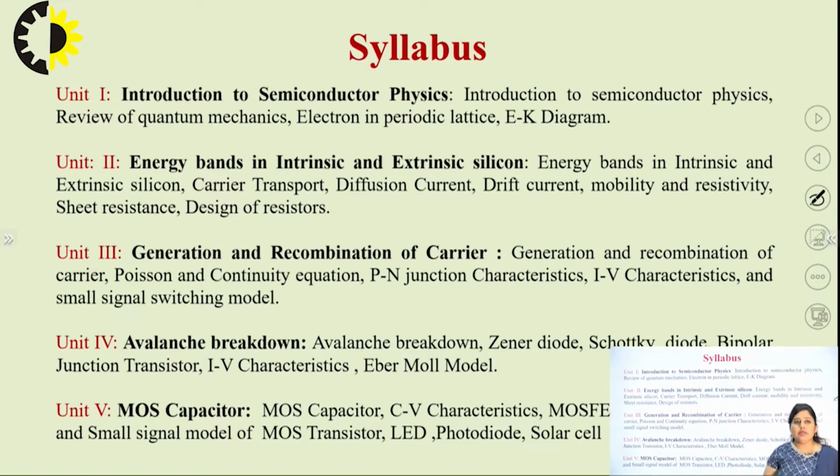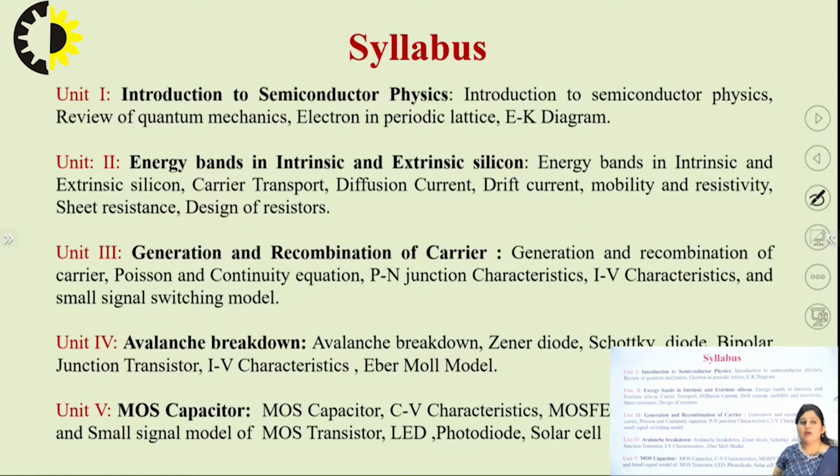In the third unit, correspondingly, we will see how the generation and recombination of carriers occur, how the equations evolve in the form of Poisson and continuity equations, what the p-n junction characteristic is, and how the switching models work in the case of the p-n junction.